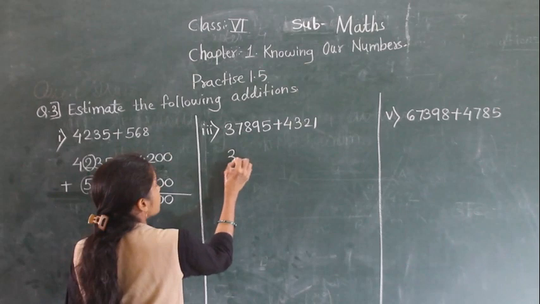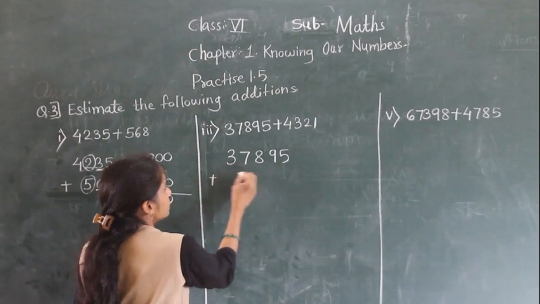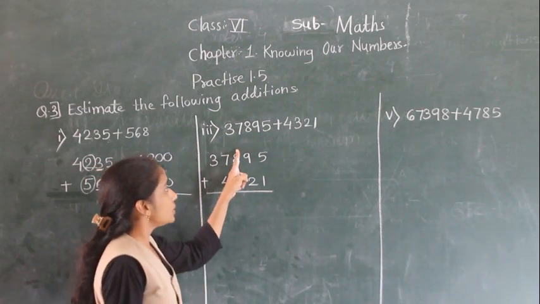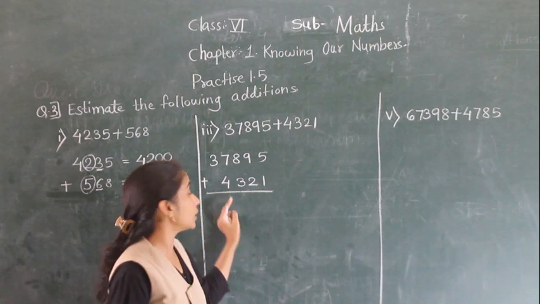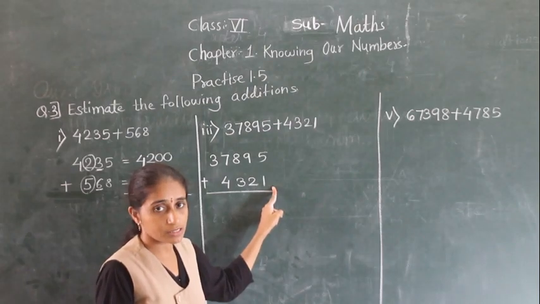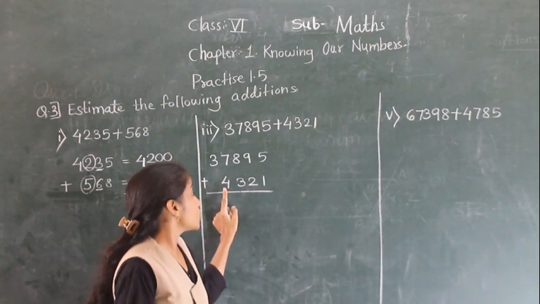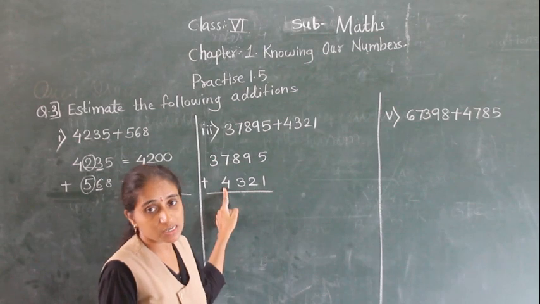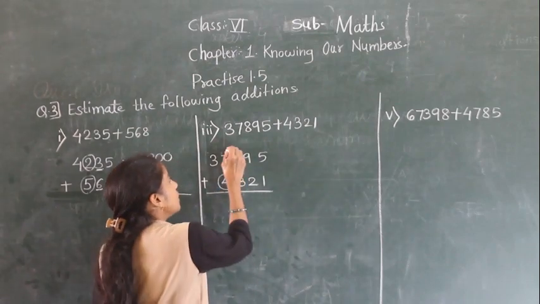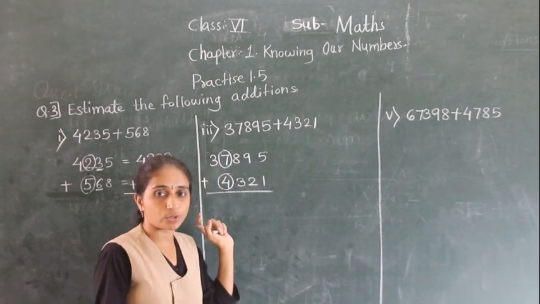Let's go towards the calculation. Now we are going to write these numbers as they are down. In these both the numbers, which is the smaller number? 4,321 is the smaller number. Then find the highest place value of this number. Which is the highest place in these? The thousands place is the highest place. So, in both the numbers, we are going to round the thousands place.